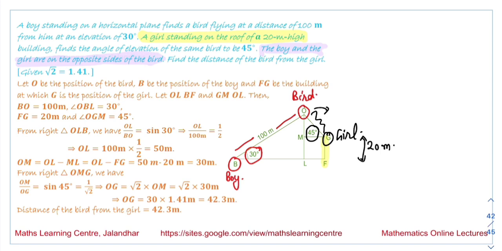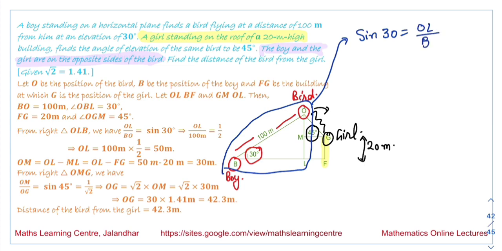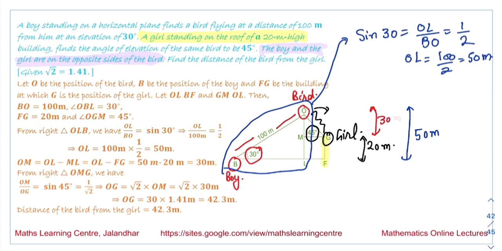If we look at triangle BLO, in this triangle sine 30 is equal to OL over BO, and the value of sine 30 is 1 by 2. So the value of OL is 100 by 2, which is equal to 50 meters. This whole length is 50 meters, so the remaining length will be 30 meters. This OM length is 30 meters.